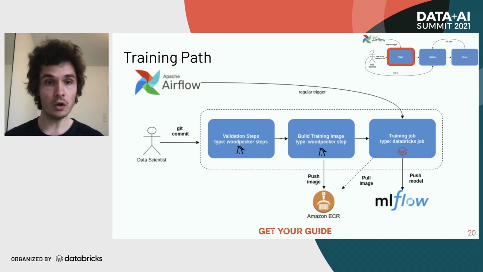And so when all the checks and tests have passed, we can start the next step, which is building the training image. Here we can use a Docker image using the base image from Databricks. And we can bring all the dependencies and also the project code together. And when the Docker image is built, then you can push it to ECR. And when this is done, we go to the third phase, which is the training job.